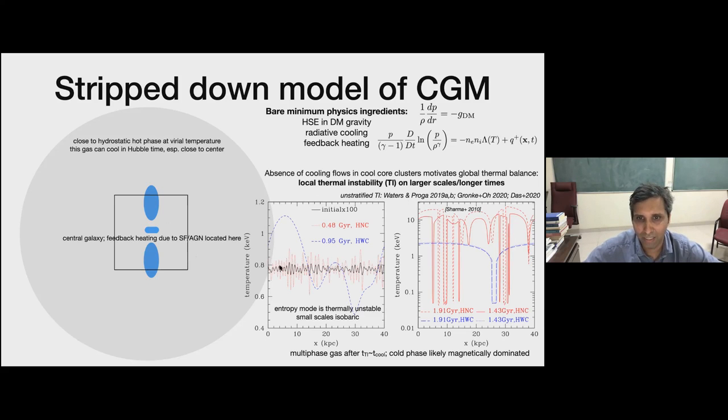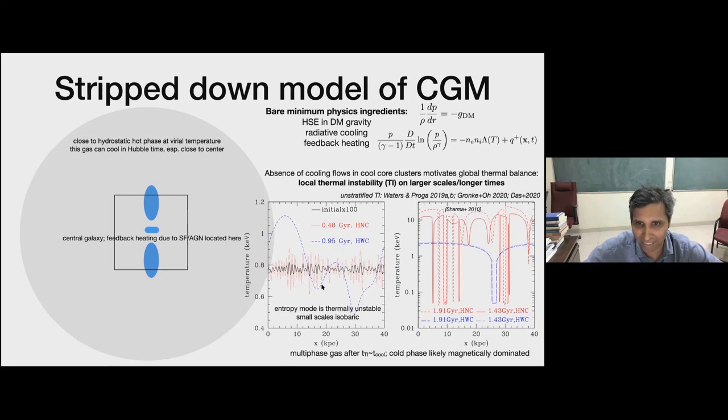So here is a simple 1D simulation carried out about 10 years ago now, which shows development of thermal instability in a periodic box. The black line shows the initial density perturbations, and the dotted red line shows its linear growth. This is basically the entropy mode, which is thermally unstable. And these scales of interest are isobaric. That is, the sound crossing time across the modes is much shorter than the cooling time. So this applies to the galaxy cluster cores very well.